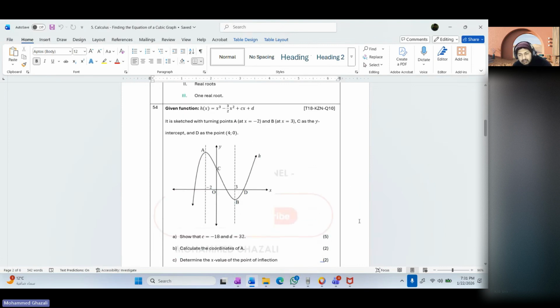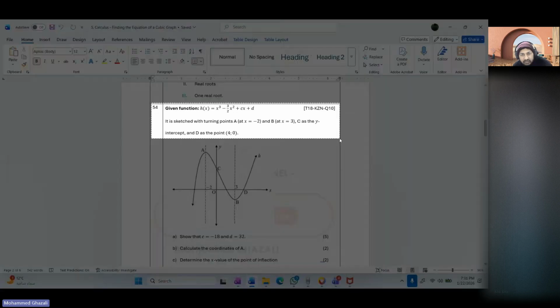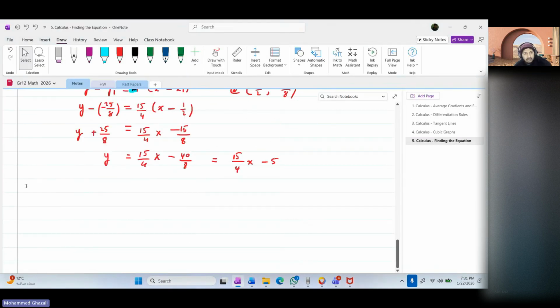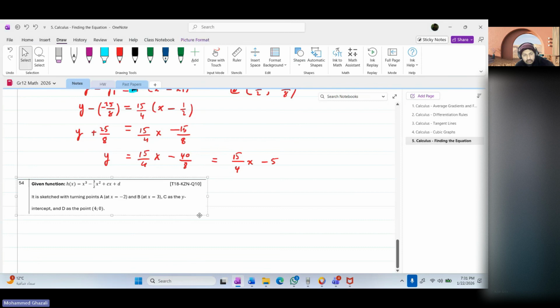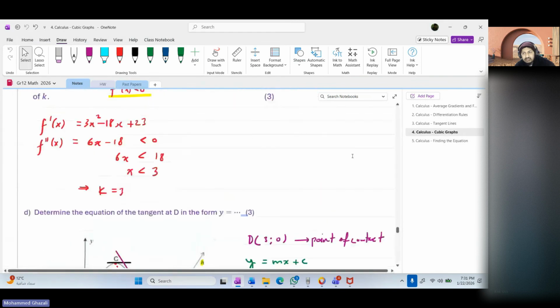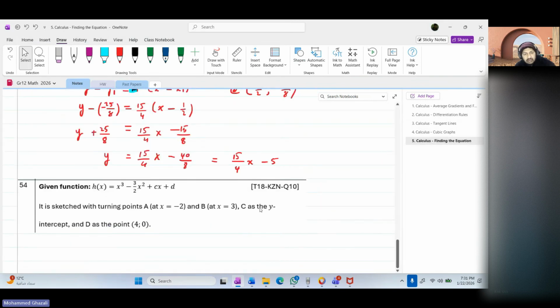This is coming from the trial paper, KZN, and it was question number 10, right? So I'll put some references in the side here. You can have a look at it. So we are given the function. Remember, all the graphs are given. You're not sketching a function. Sketching functions was done in lecture number 4, where you had to sketch all the different types of functions, cubic functions. Now we are finding the equation of the cubic function.